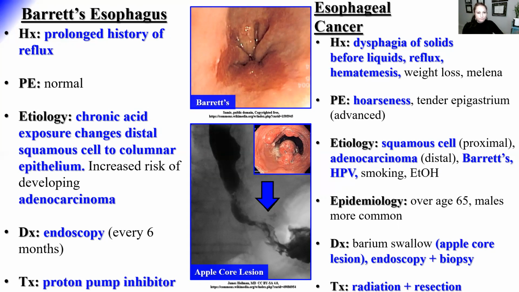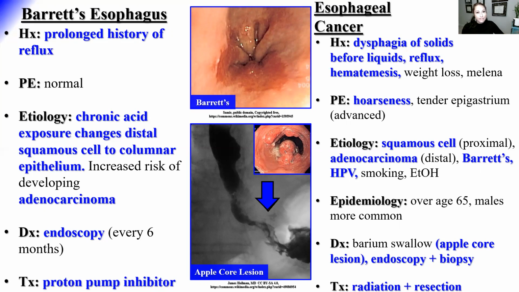In esophageal cancer, the patient is going to present with dysphagia of solids. If you look at that picture there, you can see that there's a mass that's impeding the progress of the food getting down that esophagus. So dysphagia of solids prior to liquids. And that's an important point because your motility disorders will present with dysphagia for liquids, then solids. So esophageal cancer is solids, then liquids. They may complain about reflux. They can't get their food down.